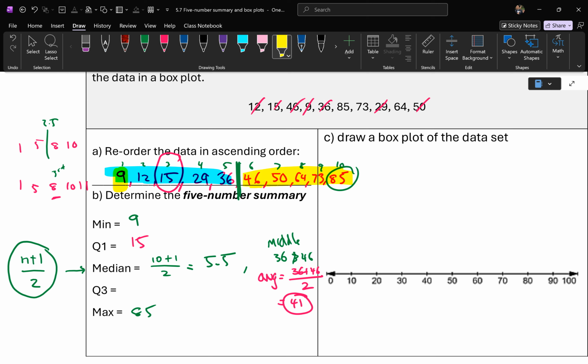Here's the upper half. I've got another 5 people: 46, 50, 64, 73, 85. And I'm trying to find the middle person of the upper half. The middle person of the upper half clearly is that 8th number there. So you can see, again, that number right there. So 64 is now your Q3.